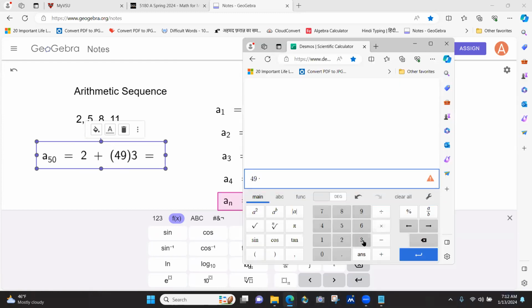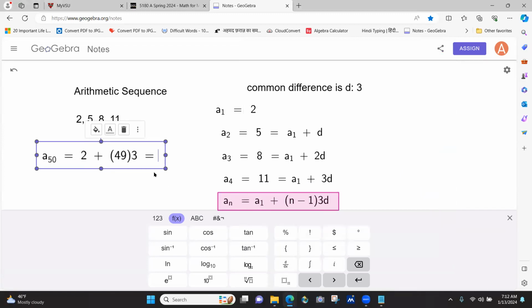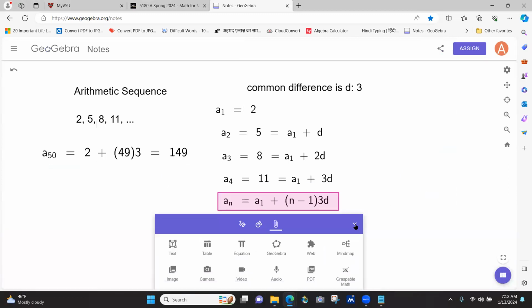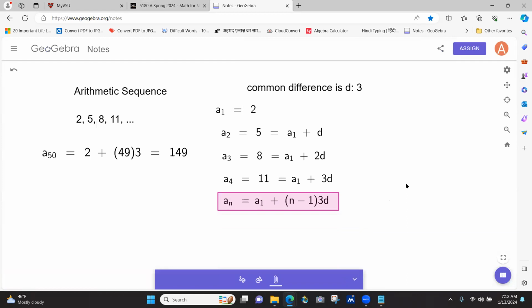49 times 3 plus 2 turns out to be 149. That sounds about right. 149. So what did we learn, guys? We learned what an arithmetic sequence is, and we encountered a new word, common difference. And we also learned how to find the nth term of an arithmetic sequence. And we now know a formula for finding the nth term of any given arithmetic sequence.